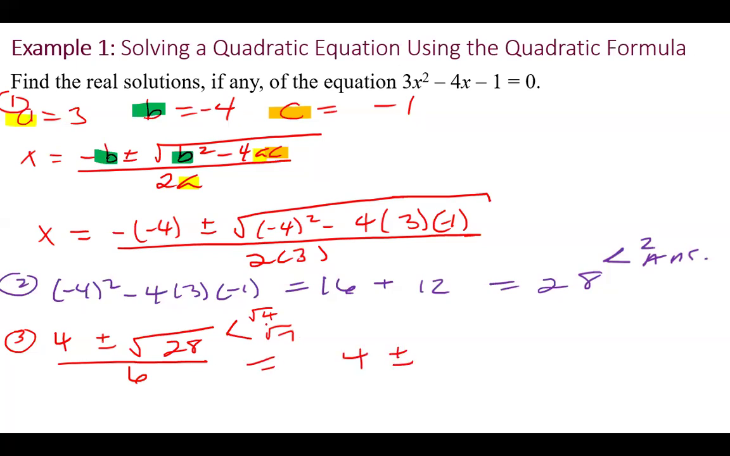Okay. We can take the square root of 4. What is the square root of 4? 2. Can we take the square root of 7? No. So it gets to stay inside. That's an ugly 6. Hopefully that made it a little better.